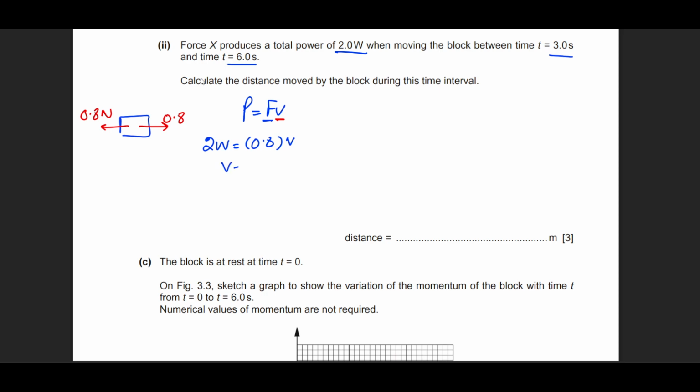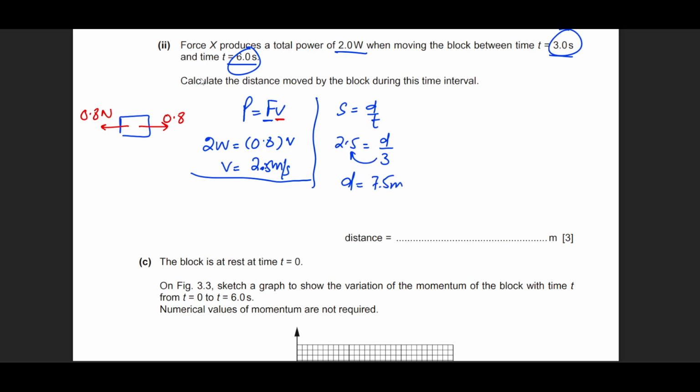So what is the velocity that can be extracted out of it? Currently it is moving at a speed of 2.5 meters per second. They ask what is the distance moved in this time frame. Since we have the speed and the time, we can use the formula speed equals distance over time. Speed is 2.5. Time taken is 3 seconds because we move from 3 to 6. So the difference is 3 seconds. Distance comes out as 7.5 meters by multiplying this. So we get 7.5 over here.